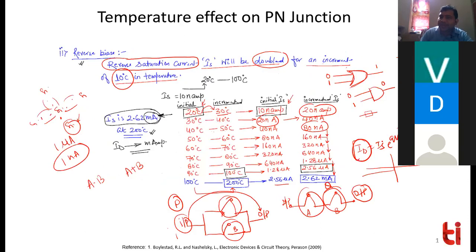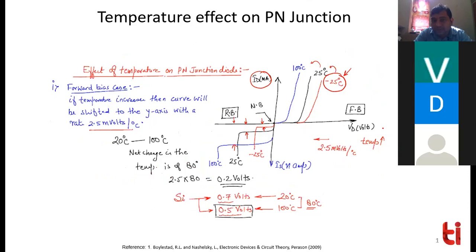in forward bias. You can directly find out the current from the equation. If, let's say, it is asked that at 0.6 volt, find out the current of a diode at 20 degrees Celsius and let's say at 30 degrees Celsius, and Is is also given. So you can find out directly from the equation. You know Is at 20 degrees Celsius, you know Is at 30 degrees Celsius. The graph of forward bias case.